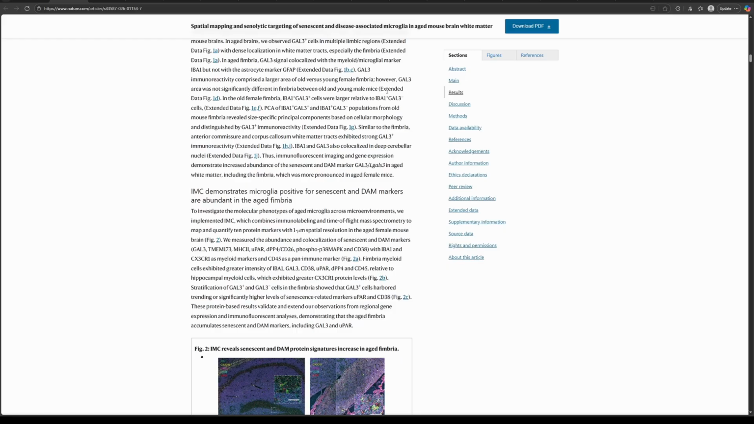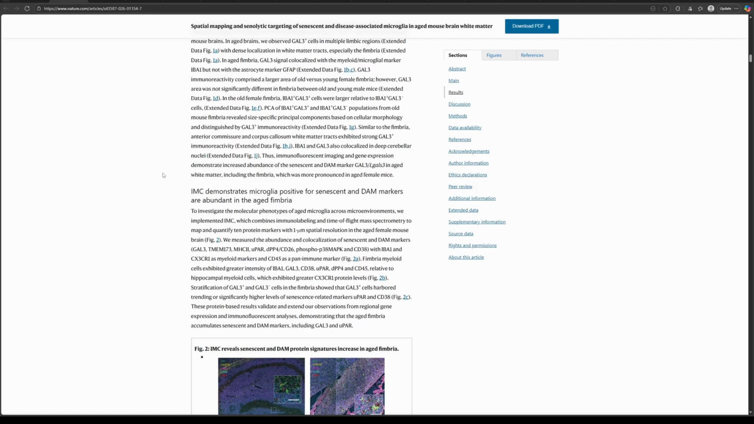So there is quite a big difference between the Gal3 expression in female mice compared to male ones. So this specific microglia may activate in a more extreme way in one gender than the other, which is interesting.